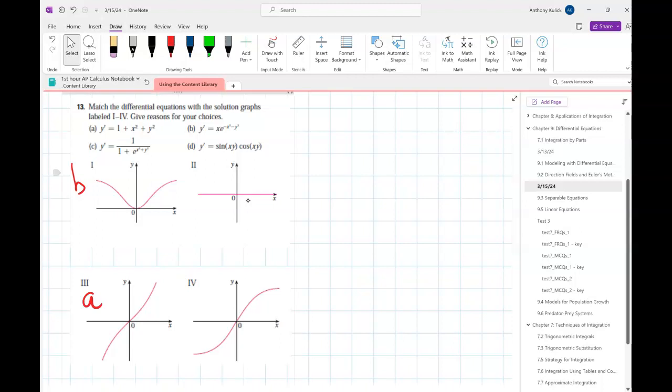Is this feeling okay? Okay. Going on to C. So I'm down between these two. Again, I'm going to look at what happens at 0, 0. Well, if it's 0, 0, I have a slope of 1/2, right? 1 over 1 plus e to the 0. Well, this has slope 0 at 0, so I know it has to be this one. And then process of elimination makes that D.